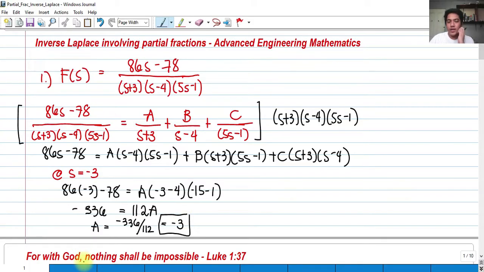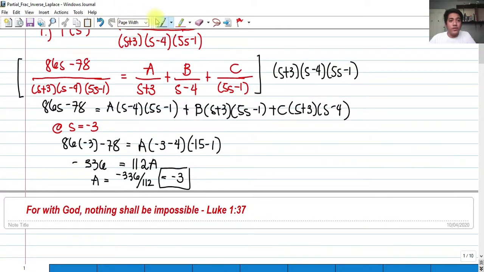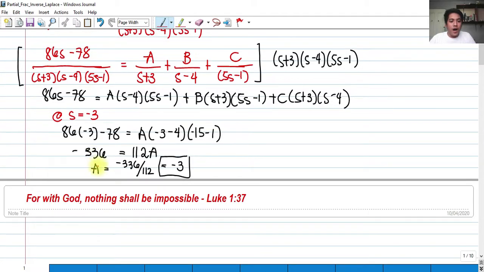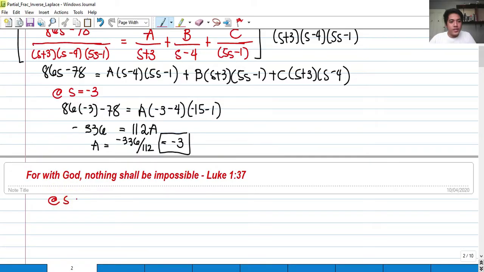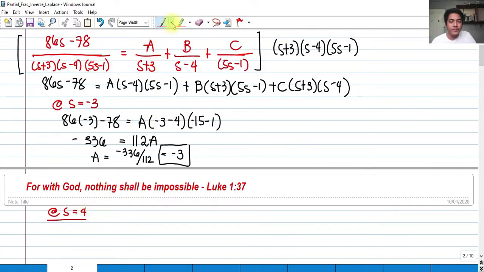In order for us to find the other variables, B and C, we are again going to substitute values of s. Let's say we substitute s equal to 4. Looking at this equation, 4 minus 4 would be 0, so this term would be 0, and this term also would be 0. This term will not be equal to 0, so we can find B.